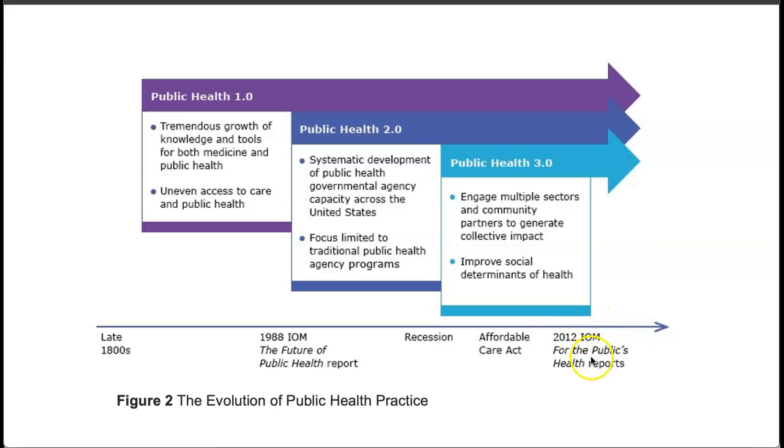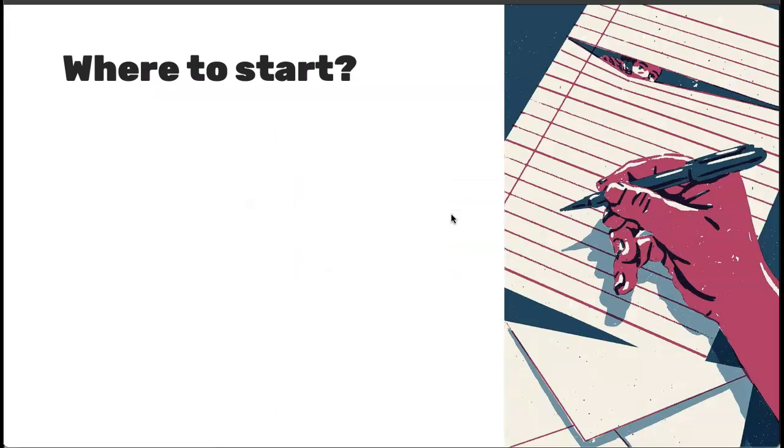Public Health 3.0 is the evolution of that, with the recession and the Affordable Care Act and the 2012 Institute of Medicine's report on public health that came out, and it is exactly what I just talked about: engaging multiple sectors and seeing it as a systems approach to resolving public health issues, and not just in isolation as public health entities.